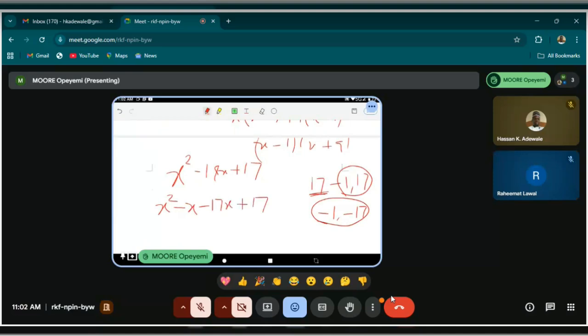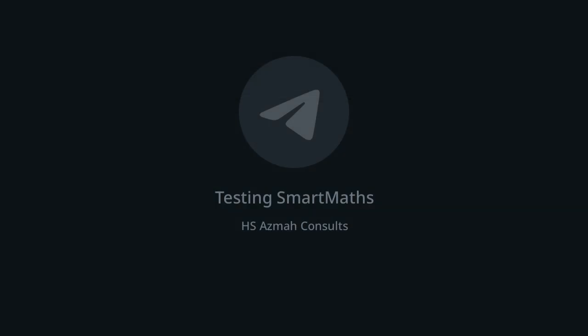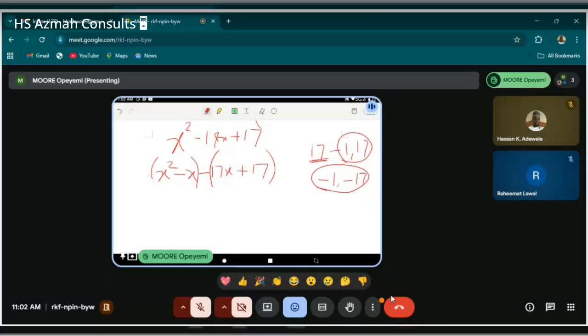Plus 17. That's it. So as usual, we group the first two terms and the last two terms. The sign is always in the middle, it's a must. Don't put the sign inside the bracket. So the first bracket has x in common, and that is x minus 1. Minus, they have 17 in common. They will now open bracket.